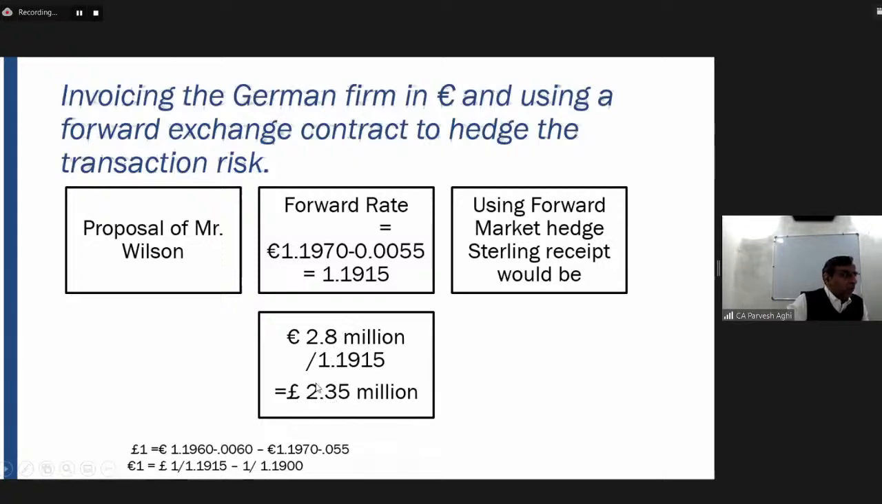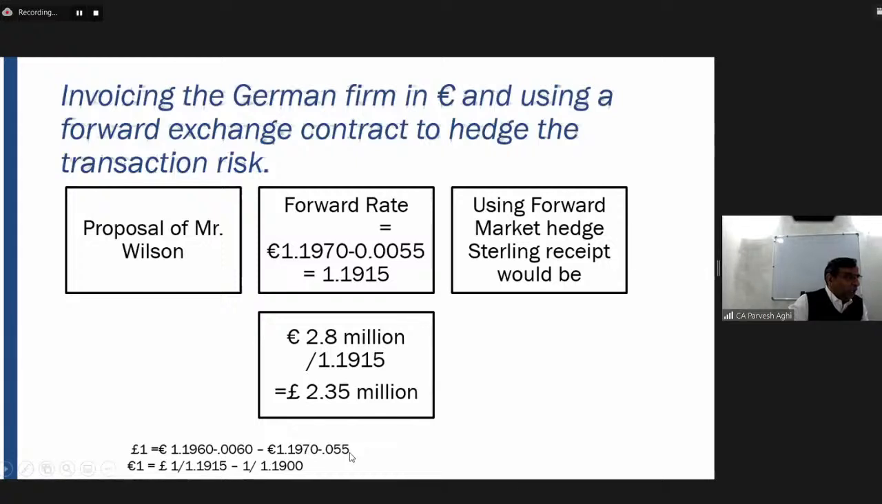So he's going to divide because it's in the indirect quote. So he gets 2.35 million. Okay. Now how do we arrive at the rate? We know that one pound is equal to so many euros. Since this was a spot rate, we minus the swap points, which are 0.0060 and 0.0555.